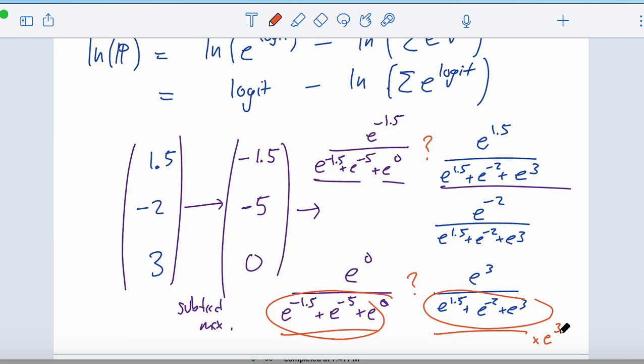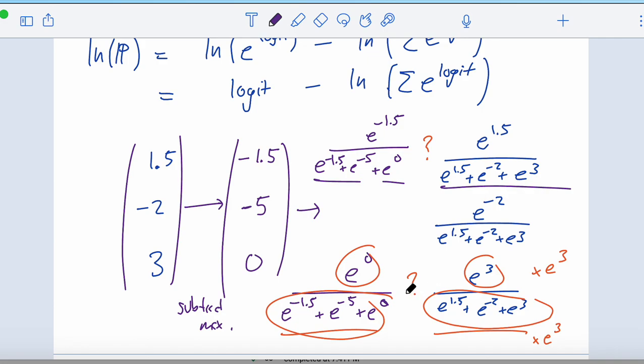The numerator is also bigger. How much bigger is the numerator? It's also by e to the 3. So to get from one to the other, what did you do? You multiplied the top by e to the 3. You multiplied the bottom by e to the 3. So what did we do overall to the fraction? Nothing. They're equal. These two numbers are exactly equal.